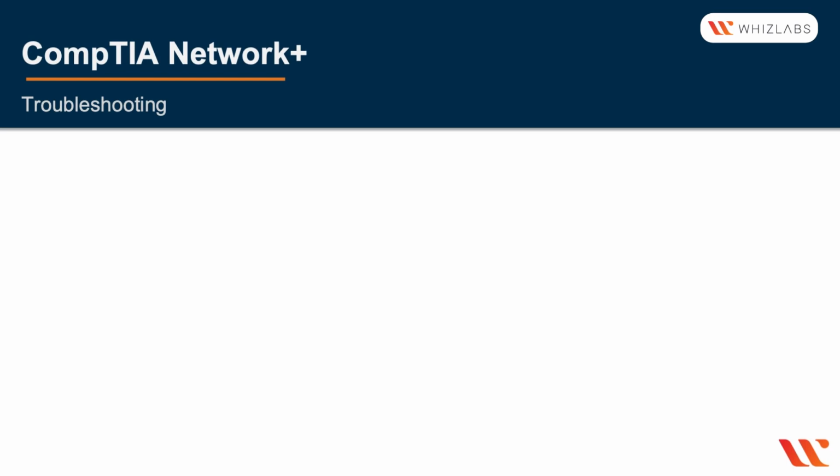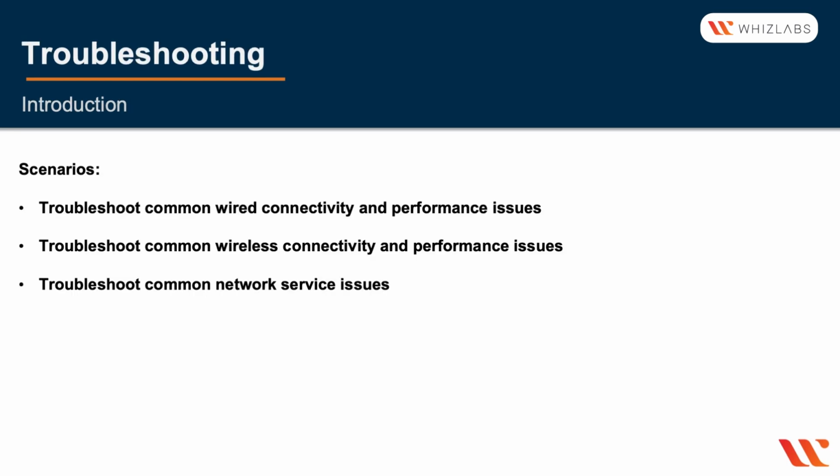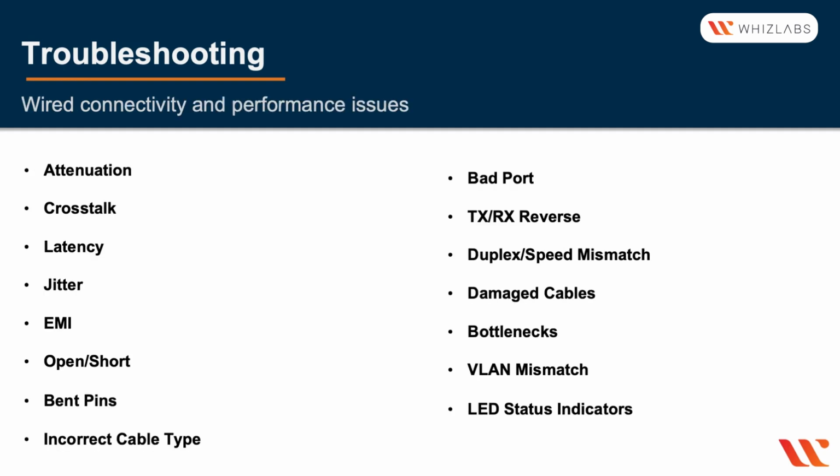In this lecture, we'll explore troubleshooting common network issues. These are the three main scenarios that we'll be looking at: troubleshooting common wired connectivity, wireless connectivity, and just common network service issues. These should be somewhat of a recap for you because these should be in the concepts that you either learned here or in an earlier class.